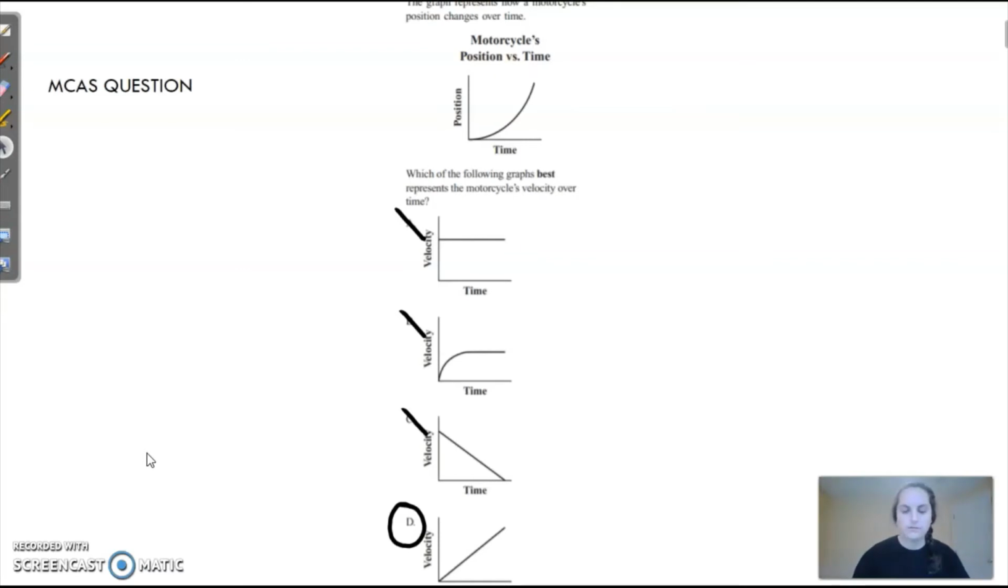And then we see for C that it's a negative speed or a negative change, like it's decelerating. So in that case, C would not be the correct answer either, because if we look at our position versus time graph, we're increasing our position over time. And so D would be the correct answer choice there.